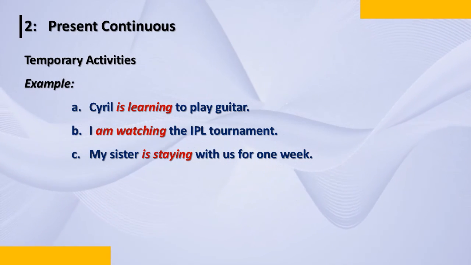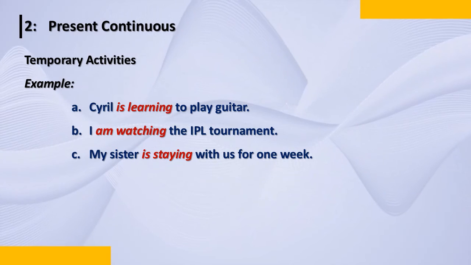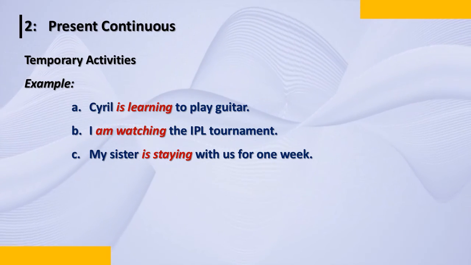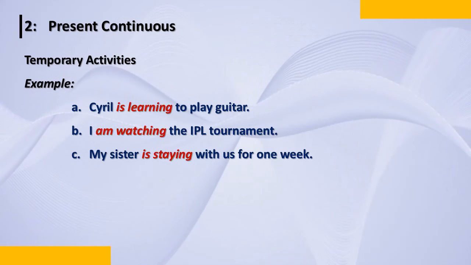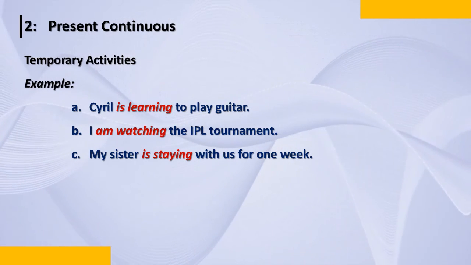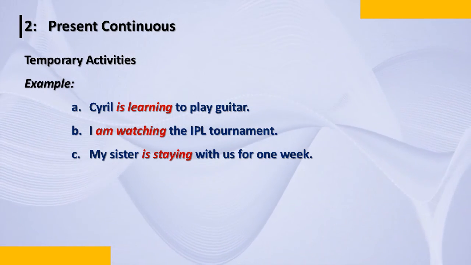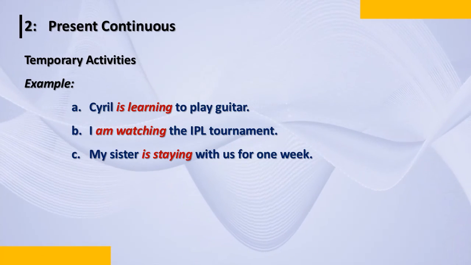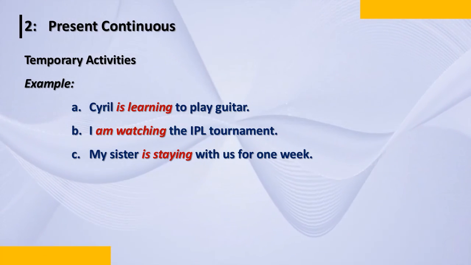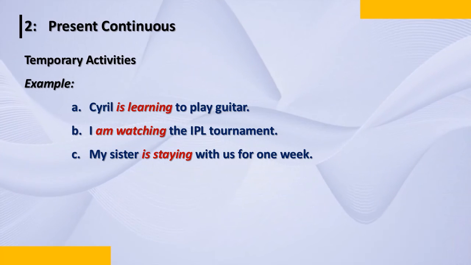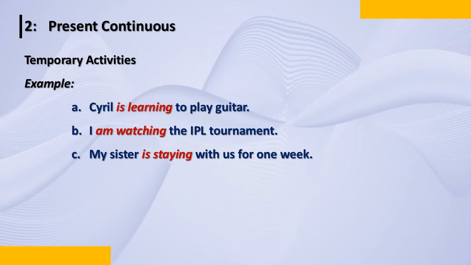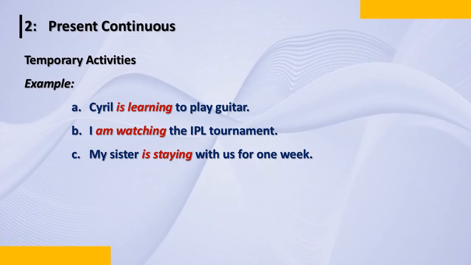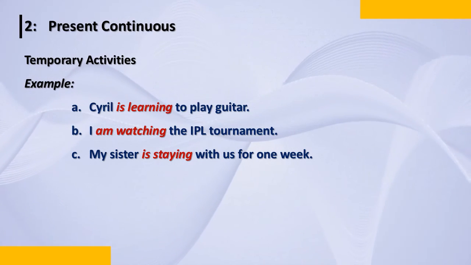So present continuous. My sister is. I am. Cyril is. So when talking about the second person or third person, it becomes is. If I am talking about myself, it is am. I am watching the IPL tournament. "I is watching the IPL tournament" is a wrong statement. "My sister am staying with us"? No, my sister is staying with us.